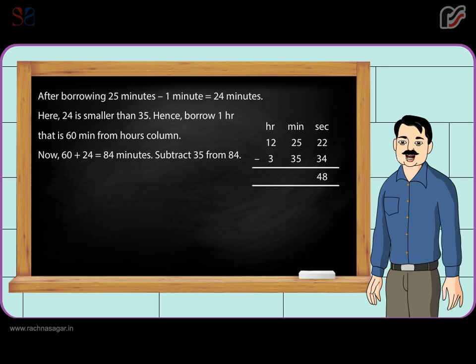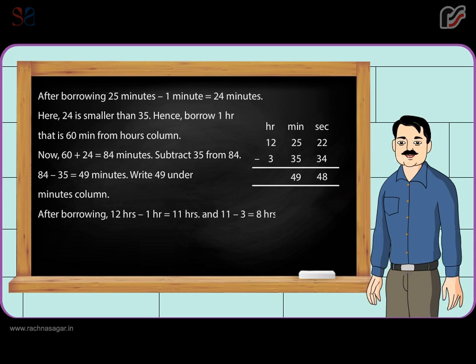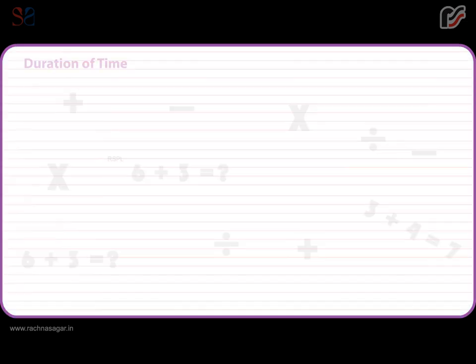Subtract 35 from 84. 84 minus 35 equals 49 minutes. Write 49 under the minutes column. After borrowing, 12 hours minus 1 hour equals 11 hours, and 11 minus 3 equals 8 hours. Write 8 under the hours column.